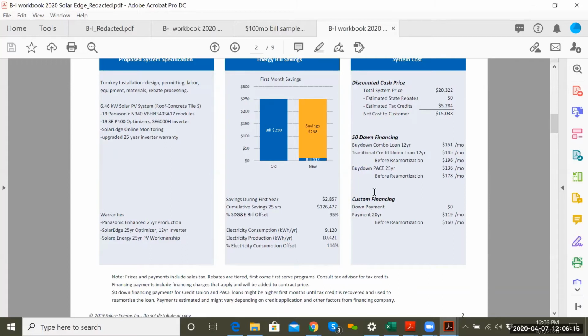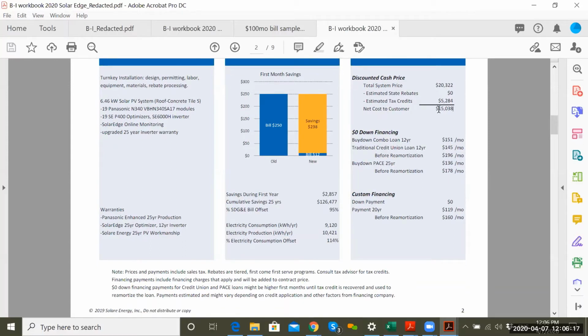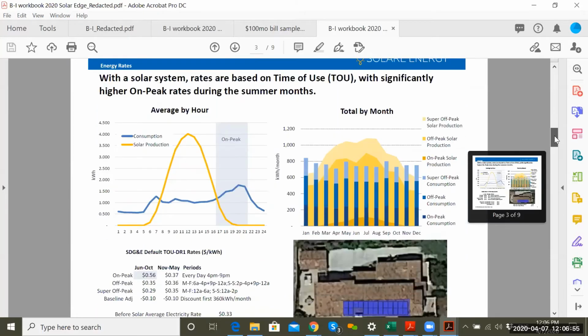And then I guess looking at this $15,000 cost, it is going to offset an annual electric bill of 250 times 12, which is $3,000. So essentially, a 5-year payback, if not faster, because San Diego Gas and Electric will likely increase electricity prices over the next 5 years. So yeah, basically a 5-year payback.